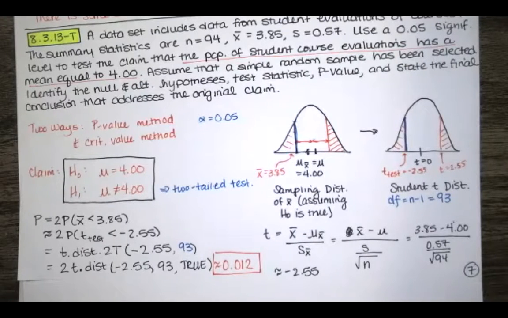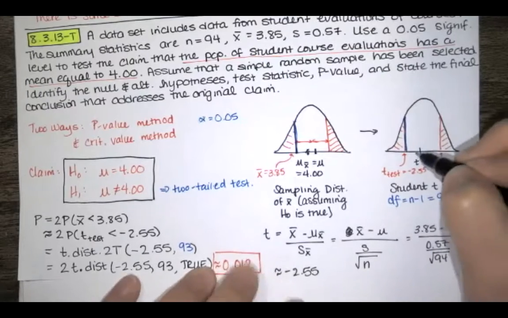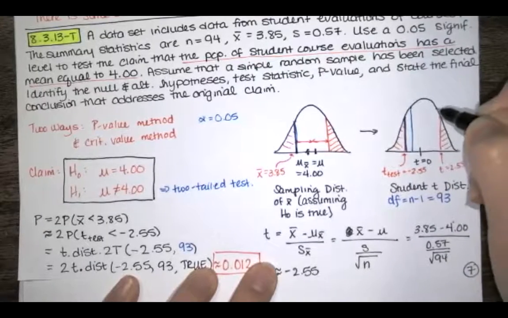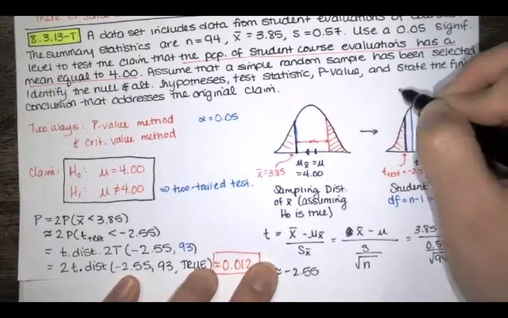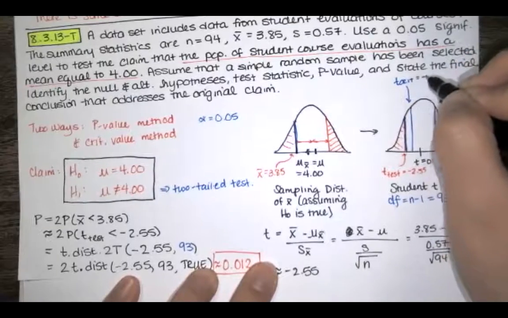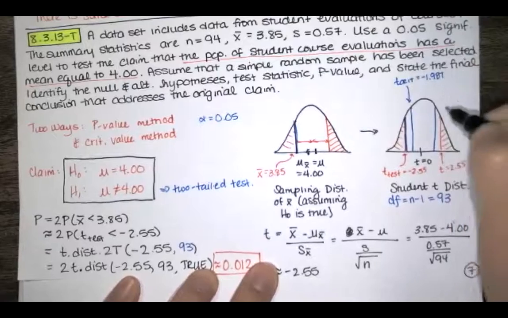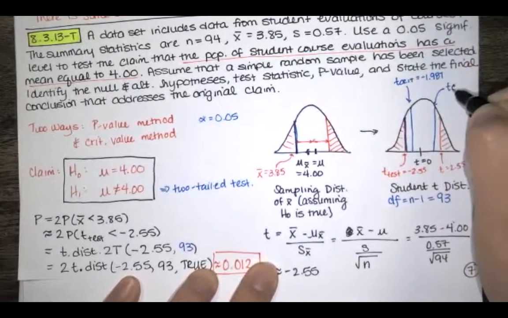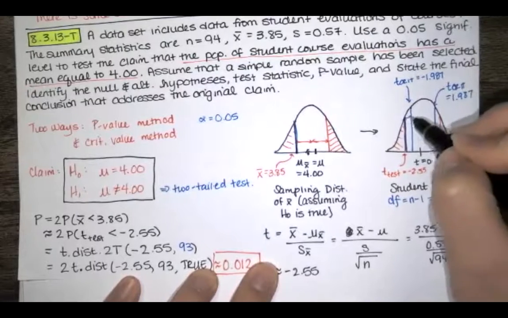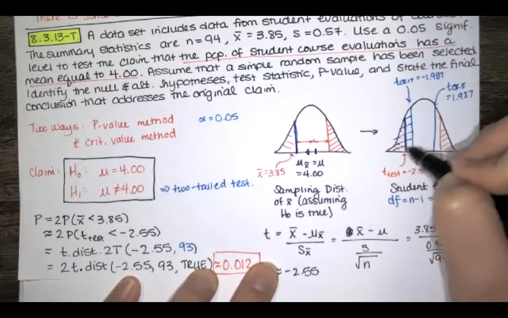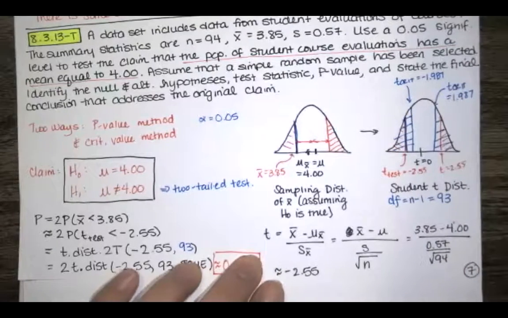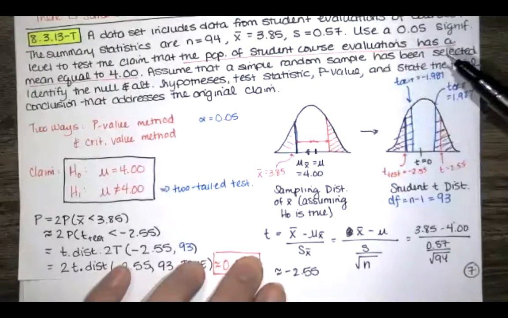Okay, now 1.987 is going to be closer to the middle here than this negative 2.55 and the positive 2.55. So this corresponds to T critical equals negative 1.987. And this one corresponds to T critical equals positive 1.987. And the area beyond these, now this is not to scale, that blue area is equal to alpha.